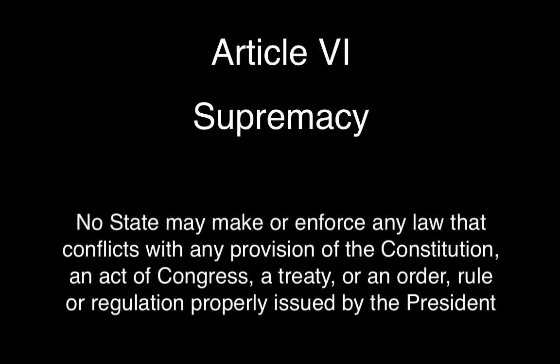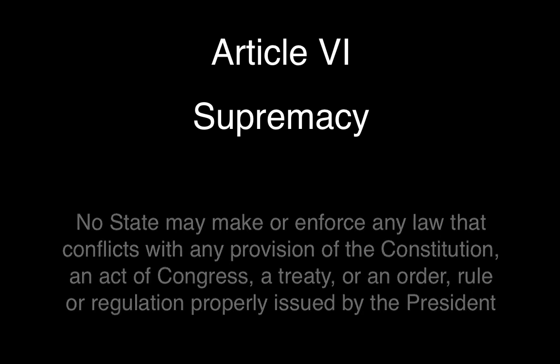Article 6 covers the power of the federal government over the state governments. The Supremacy Clause states that no state may make or enforce any law that conflicts with any provision of the Constitution, an act of Congress, a treaty, or an order, rule, or regulation properly issued by the President or his subordinates in the executive branch. In other words, federal law is the supreme law of the land, and states must follow it.